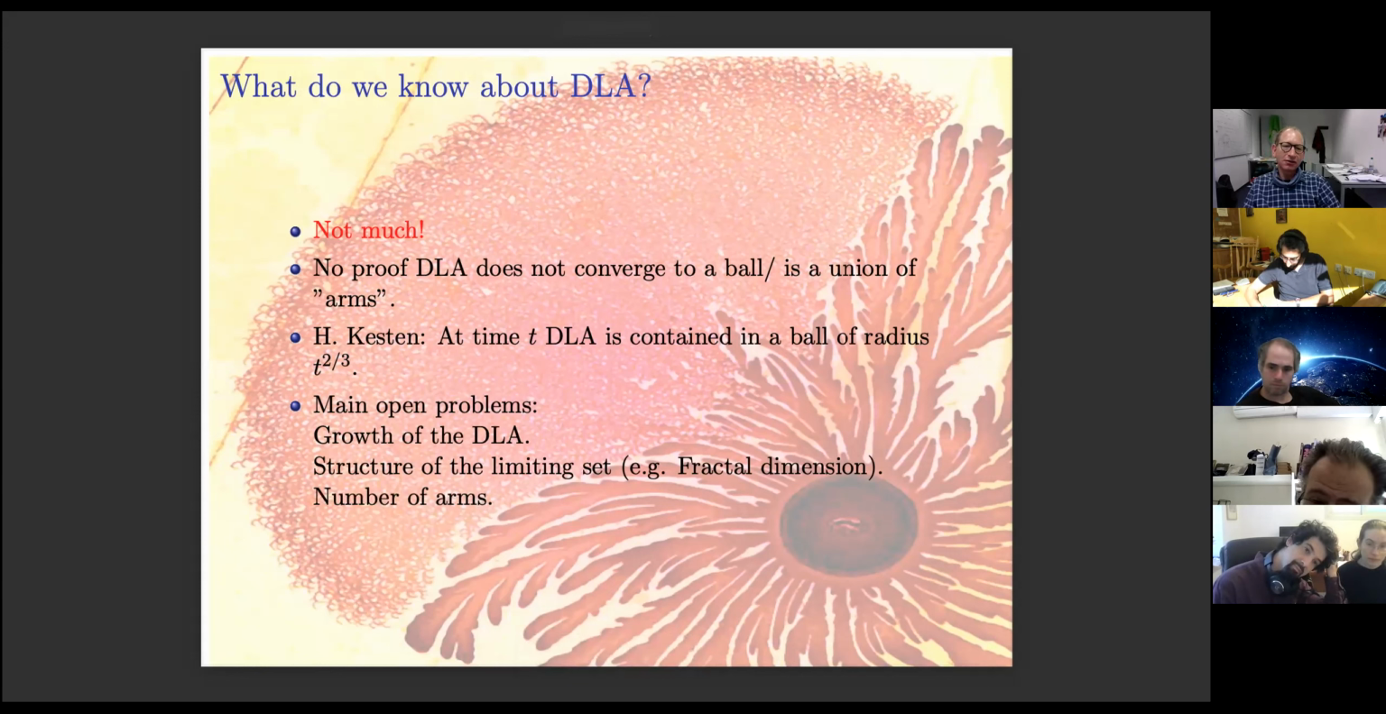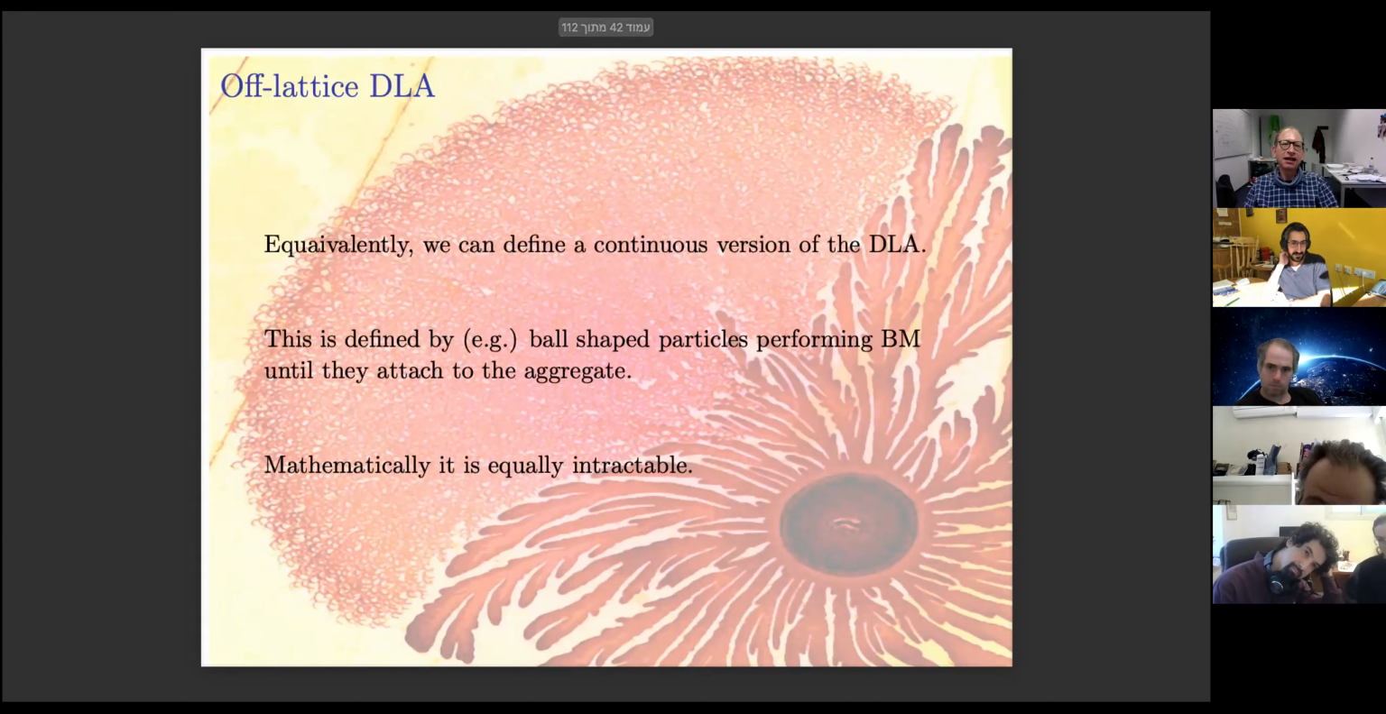Then there's a question of number of arms that I don't want to get into, but if you look at pictures of the DLA, which I will show you soon, you see that it grows in certain arms, and then physicists have a somewhat baseless conjecture that there should be 5 arms. Okay, so these are some of the main problems regarding the DLA.